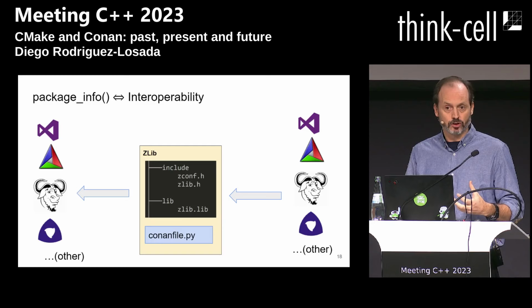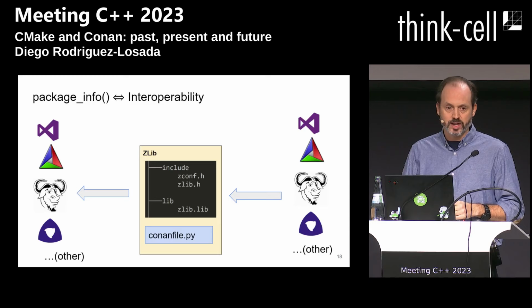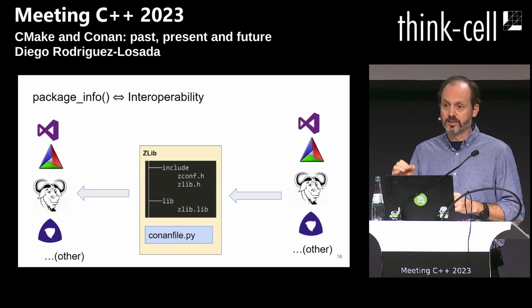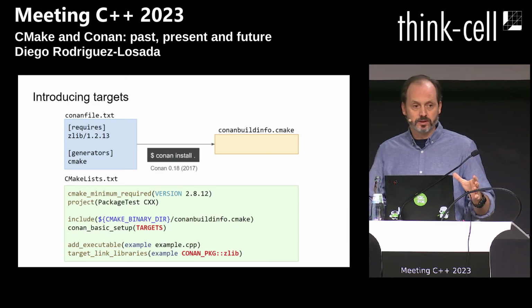The only way that we can have a fair game for everyone is actually if we care about interoperability between build systems. The way we achieve that with the Conan file and package info is that any package in Conan Center, any of the 1,500 Conan packages, can be used by any build system. Okay, so those were our principles. That was our starting point. And from there, we started to evolve together with CMake.